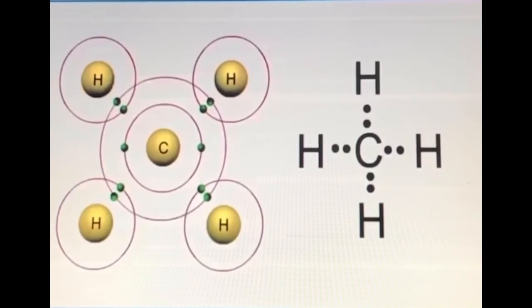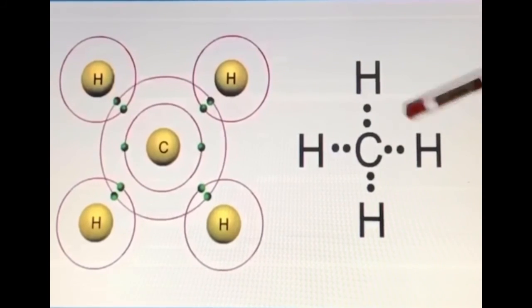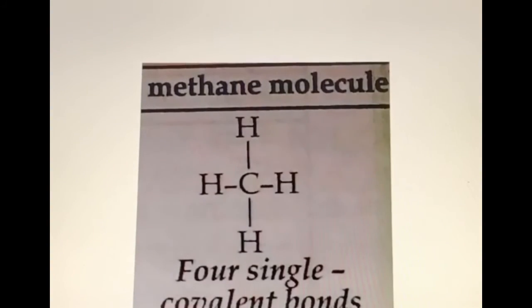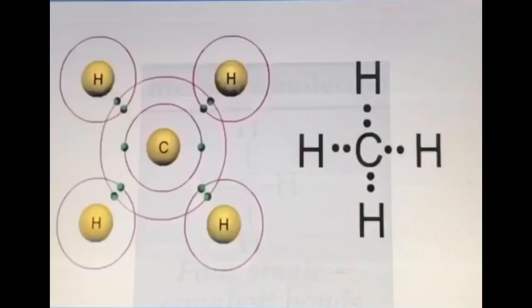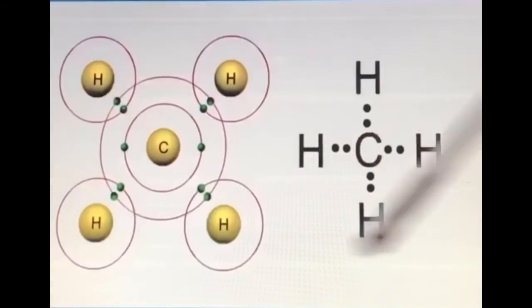Next is the electron dot structure of CH4. In CH4, one carbon atom is surrounded by 4 hydrogen atoms. Carbon requires 4 electrons, and each hydrogen atom requires 1 electron. So they involve mutual sharing to form 4 covalent bonds. That is the electron dot structure of CH4, and that is the orbit structure of CH4.